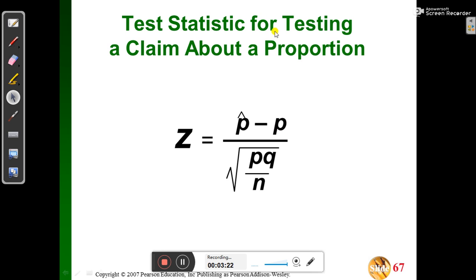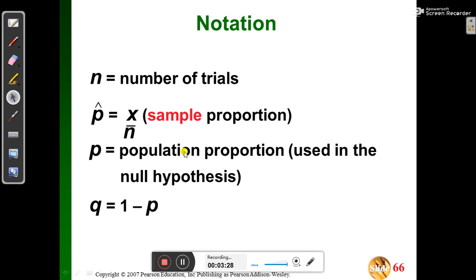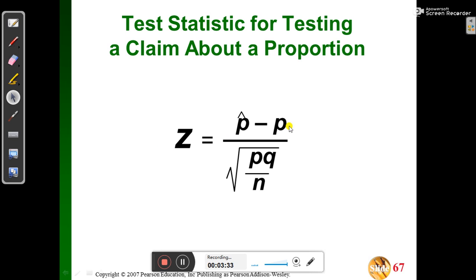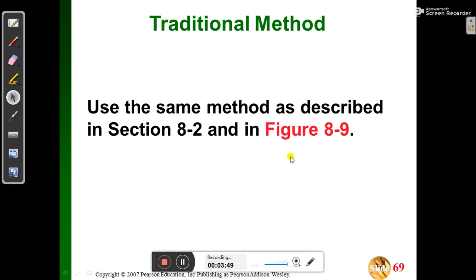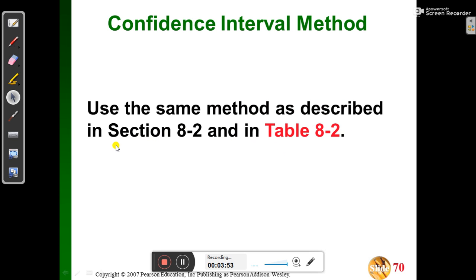The test statistic for testing a claim about a proportion is this. This is the Z value. This is the sample proportion, and this is the population proportion. So the sample proportion minus the population proportion, divided by the root of PQ divided by N. This is a Z value. Use the same method as described in section 8.2 and figure 8.8 in the previous video. Use the standard normal distribution.